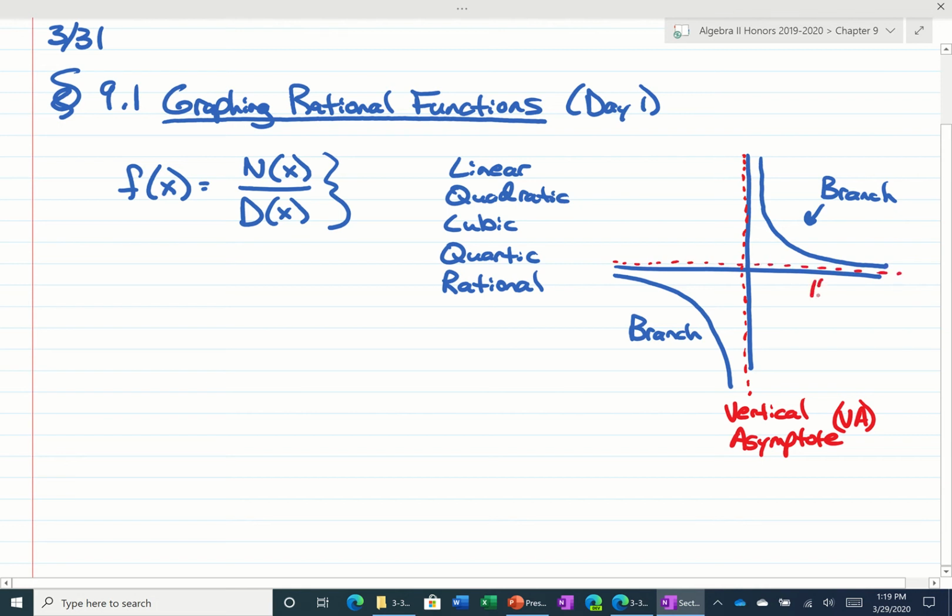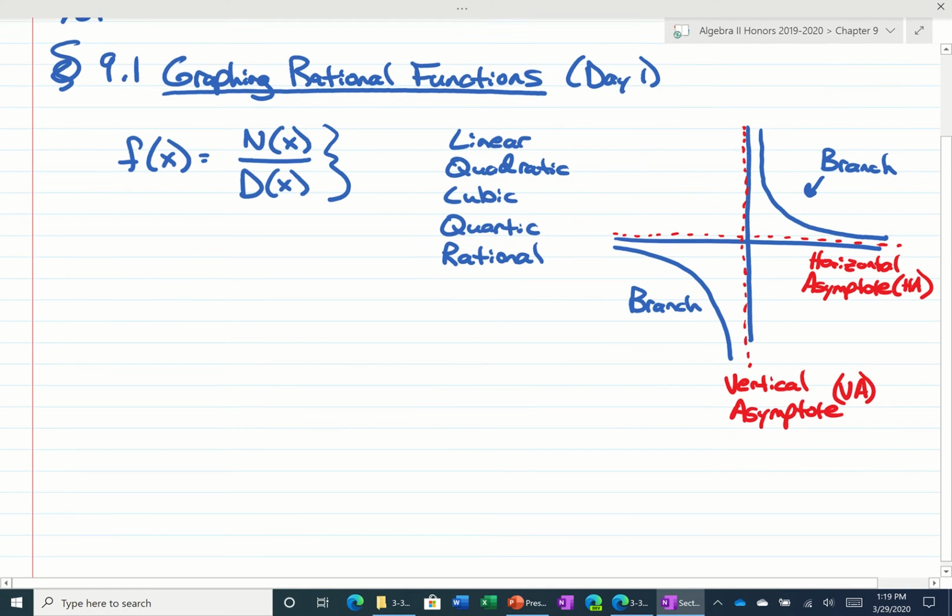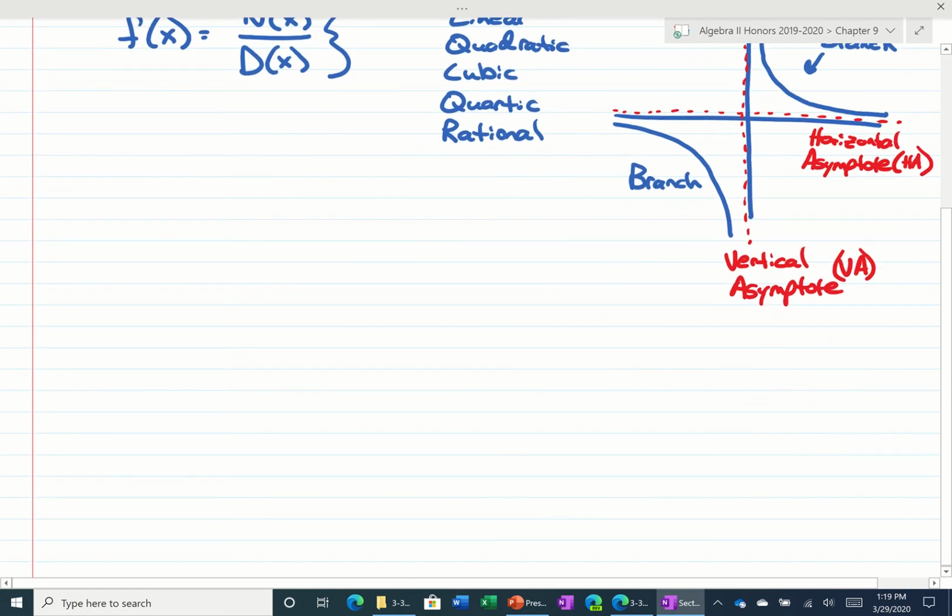This line up here represents a horizontal asymptote, or an HA. So we have to figure out how to get the branches, the horizontal, vertical asymptotes. So let me go through how to do that. And we'll do this by looking at an example. Let's say f of x is equal to 1 over 2x minus 3. Or let's make it a little bit easier. Let's just say x minus 3.